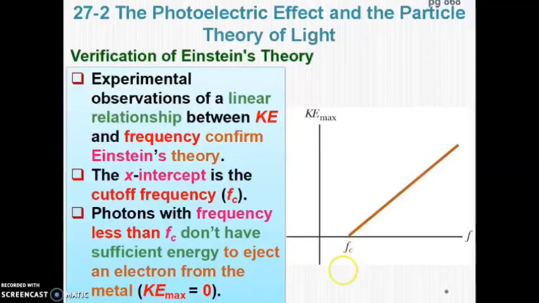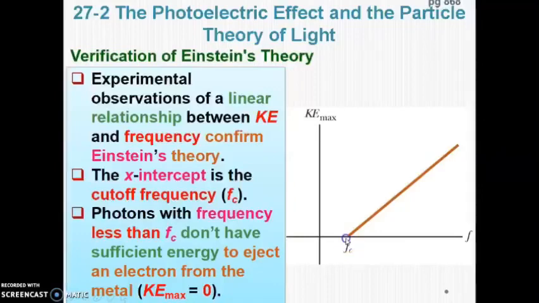Okay, so if your value of frequency is higher than the cutoff frequency, what happens? Your kinetic energy maximum should be increasing. But if your frequency is below the cutoff frequency, what happens to your Ke max? Ke max at this situation should be 0. It means that your Ke max, when the frequency is less than Fc, automatically becomes 0.